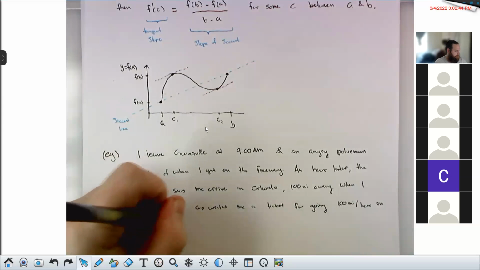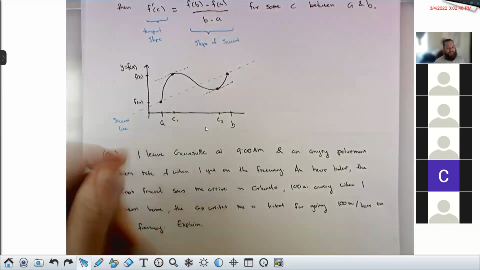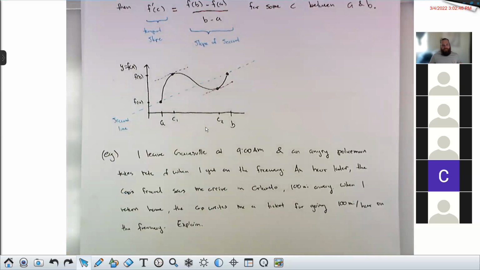Explain. Okay. So what happened? Well, this cop knows some calculus, and he really wanted to write me a ticket. So he knows that I traveled 100 miles in 1 hour. Now, when he saw me, I wasn't speeding. Maybe I was doing 20 or 30 miles an hour. I was just getting on the interstate. And when he saw me coming back, same thing, I wasn't speeding.